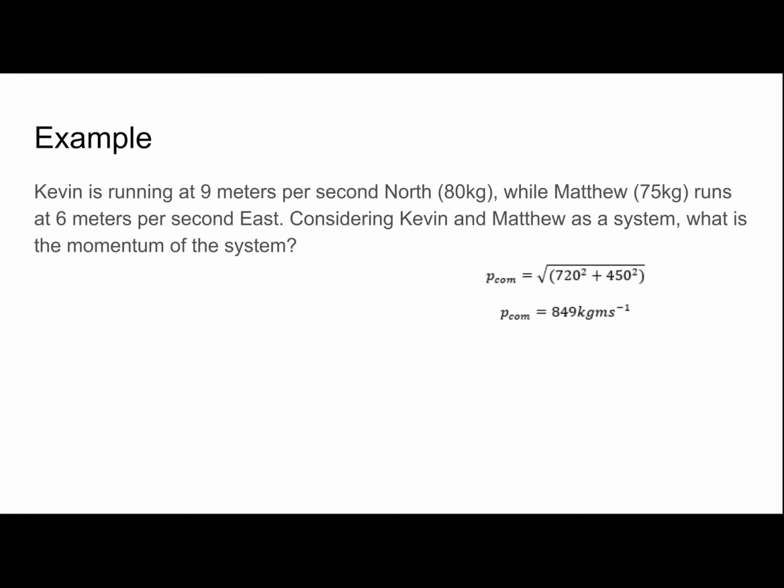Alright, so here's an example. Kevin is running at 9 meters per second north, his mass is 80 kilograms, while Matthew is 75 kilograms and runs at 6 meters per second east. Considering Kevin and Matthew as a system, what is the momentum of the system? I apologize for this chunk of answer here, but just try to work out the answer.